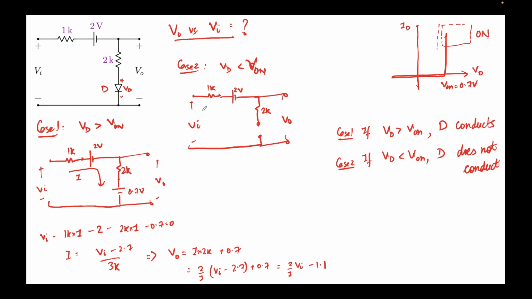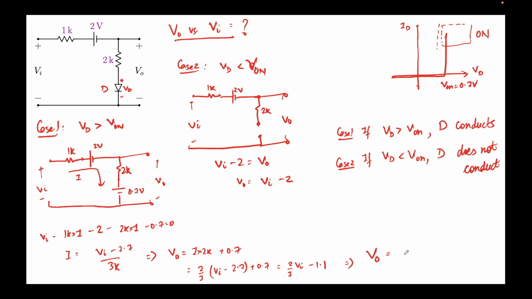Now since no current is flowing, you can do the nodal analysis over here. There's no current, no voltage dropping in this resistor, so I can clearly see that Vi minus 2 equals V0, and if I rearrange, it will be V0 equals Vi minus 2. Okay, so now I'm going to rewrite this over here, that is for case 1.